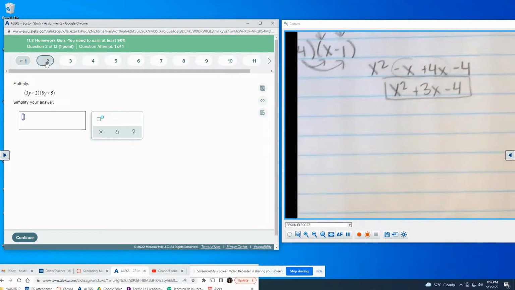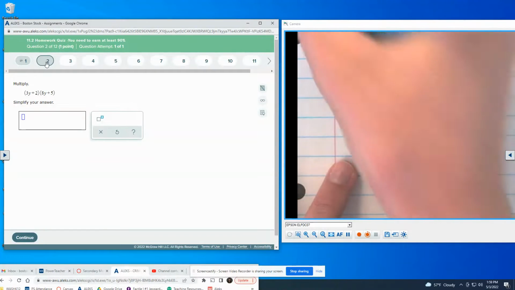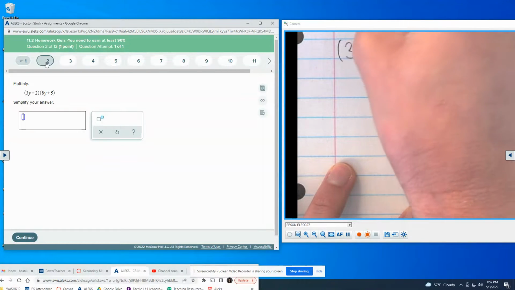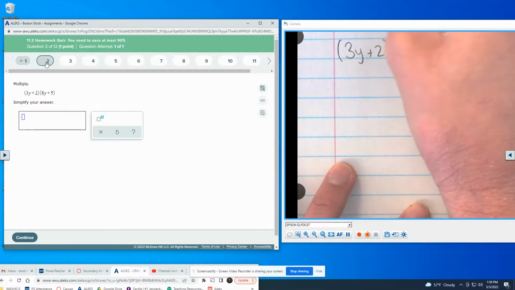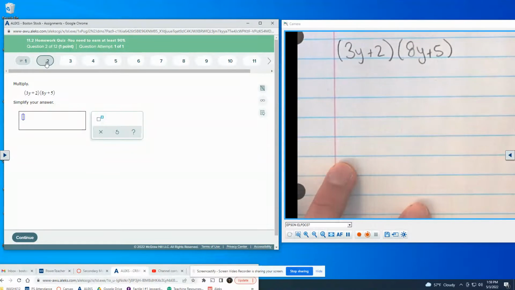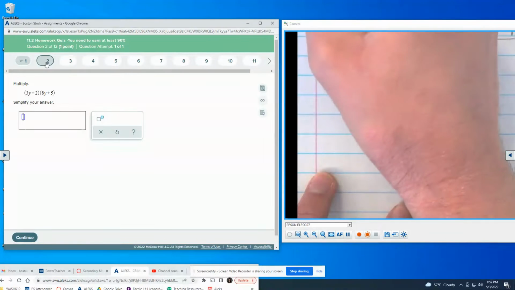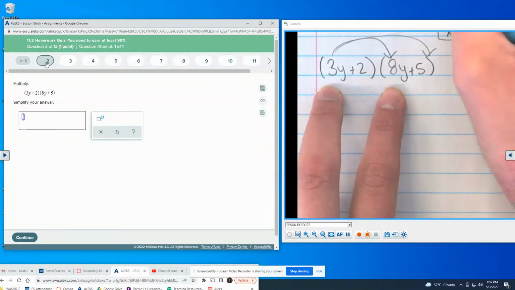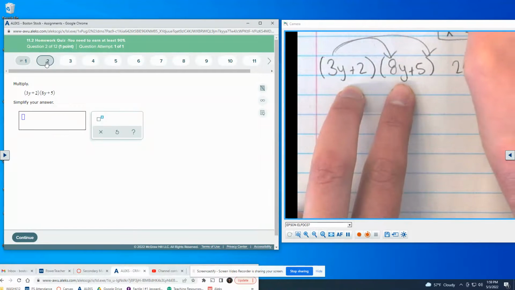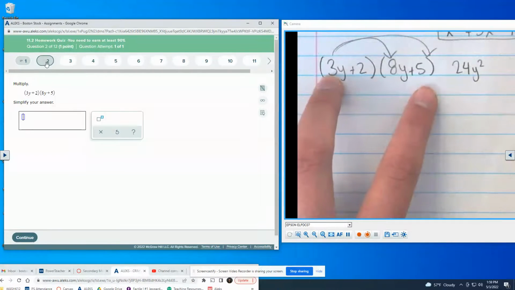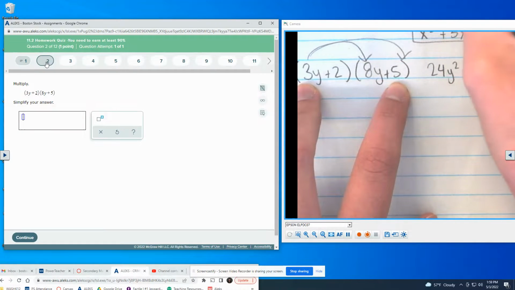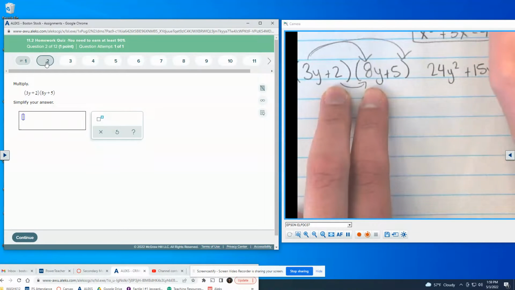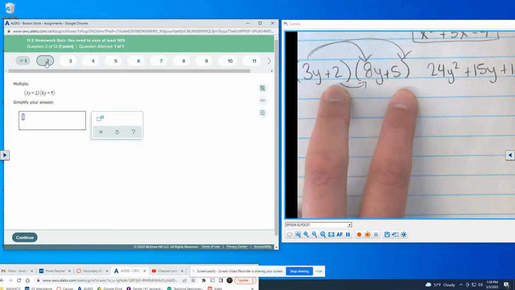Same idea on number 2 right here. So I'm given 3y plus 2 times 8y plus 5, and they want me to multiply those together. So again, I'm just distributing the 3 to both terms. So 3 times 8 gets me 24. The y's multiply to get y squared. Then I multiply the 3y times the 5 to get 15y. Then I distribute the 2 through. 2 times 8 gets me 16y plus 10.